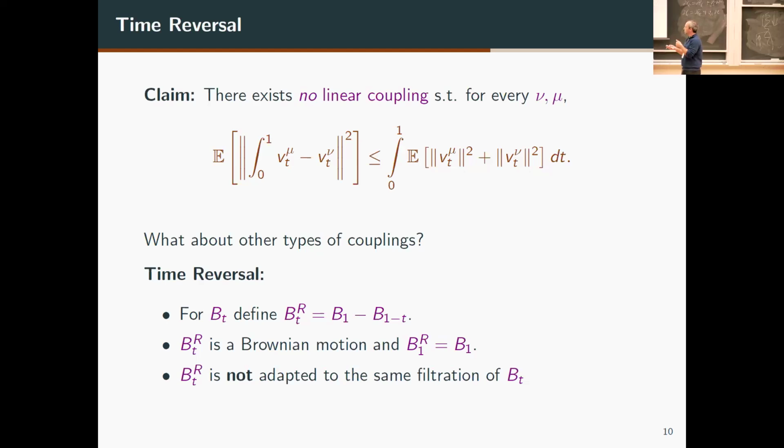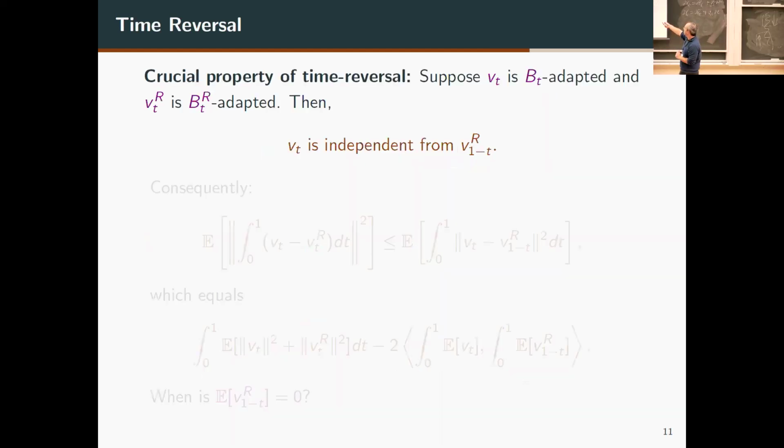But we will still have a trivial proof of the symmetrized Talagrand inequality, right? Because here is the main point about the reverse coupling. Suppose we have two adapted processes. One which is adapted to the original Brownian motion, and the second one which is adapted to the reverse Brownian motion.